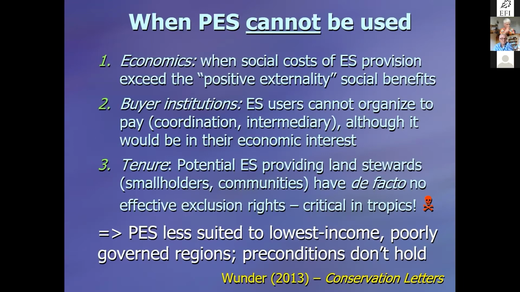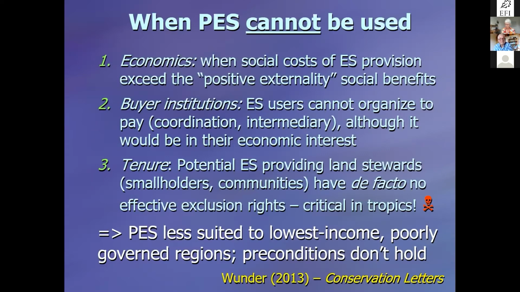And the third one is if the tenure arrangements are not right. So there can potentially be smallholders, communities that are land stewards with a large influence on the provision of environmental services. But if these de facto do not have an effective right to exclude third parties, then they can't be reliable service providers, because then other people come in and do things that jeopardize the whole scheme. And that's a critical factor, particularly in the tropics and more so at the agricultural frontier, in newly occupied areas, and the expanding agricultural landscapes.